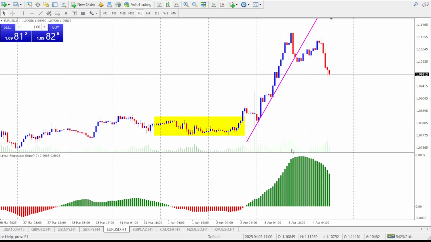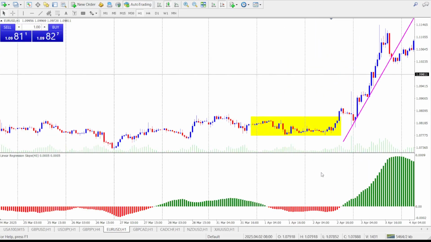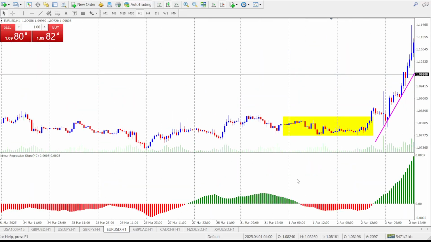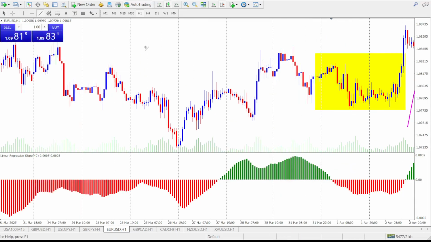For your exit signal, once the indicator changes from green to red, it's time to exit your long position. This indicates that the momentum is starting to weaken and the uptrend might be losing steam. So you can see this was another example. Had a buy trend, right?